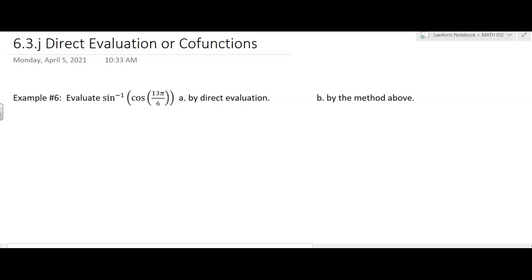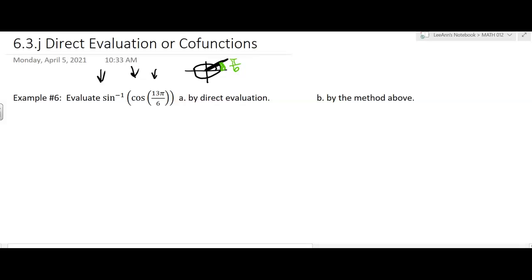Okay, so now we have a sine inverse and then we have a cosine inside the parentheses. Now our angle is 13 pi over 6. Well, if I think about where 13 pi over 6 is, there's 6 pi over 6, 12 pi over 6, and then 13 pi over 6 is going to be in here. It's more than one trip around the circle, and so I want to get a reference angle here, or a coterminal angle right there, and that's going to be pi over 6.